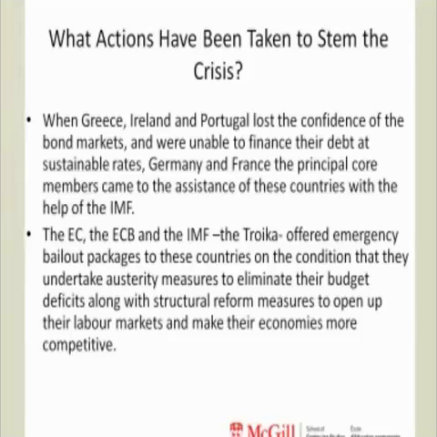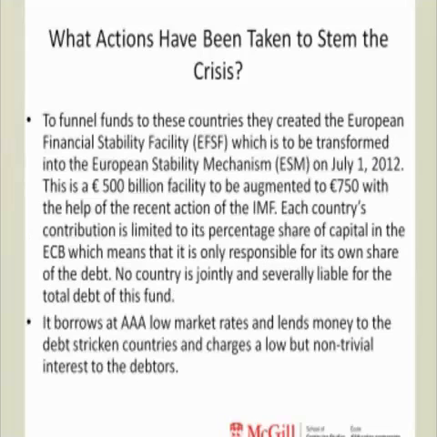To funnel funds to these countries, they created the European Financial Stability Facility, the EFSF, which has then been transformed into the European Stability Mechanism, or ESM, which is about to start on July 1st, 2012. Initially with €500 billion that has since been raised to €750 billion. It has a capacity to lend money to countries that are experiencing problems. Now, each country contributes to this fund strictly on the share for which it contributes to the European Central Bank, which means that the debt of the EFSF is not joint and several for all Eurozone countries.